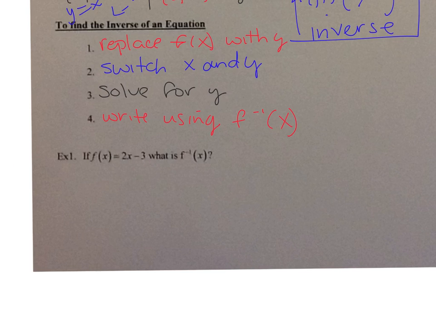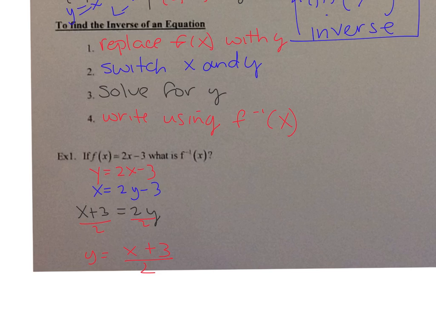Okay, so I have f of x is equal to 2x minus 3, and it says what is the inverse. So you have to know what that notation means. So we're going to start by writing y equals 2x minus 3. Now switch x and y. x equals 2y minus 3. Add 3 to both sides. x plus 3 equals 2y. Divide both sides by 2. And we get y equals x plus 3 all over 2.